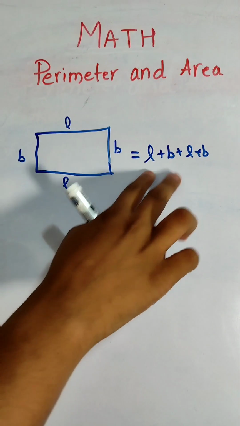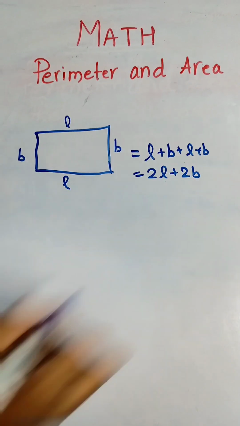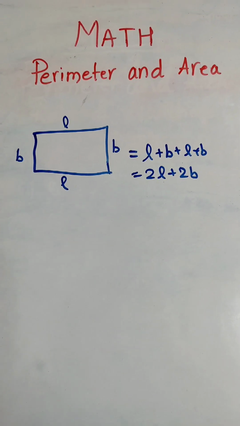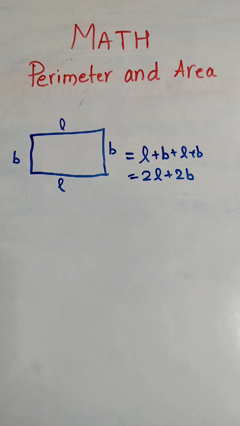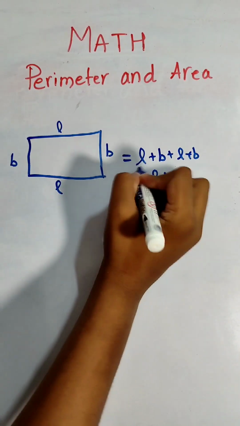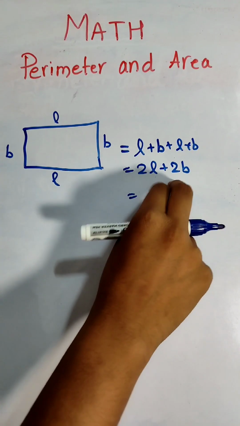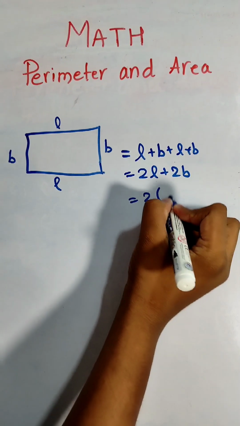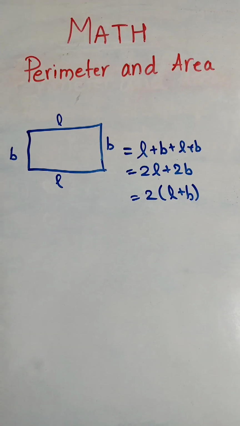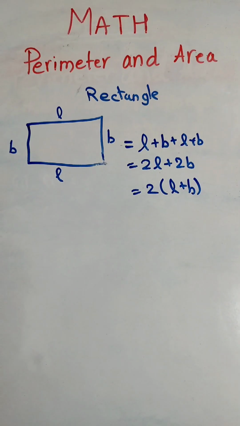Now you can see that there are two L's and two B's, which means we can rewrite this as 2L plus 2B. This is a part of algebra which we learned, which says that if there is a number of the same variables, we can group them and write the total number of variables at the start. As there are 2 L's, we made it 2L, and because there are two again, we can remove the 2 and keep it aside. We can use the distributive property as we've learned, giving 2 into L plus B. This is the simpler formula for the perimeter of a rectangle.